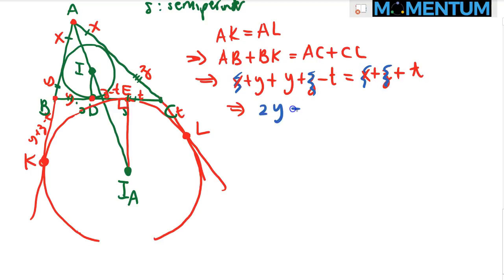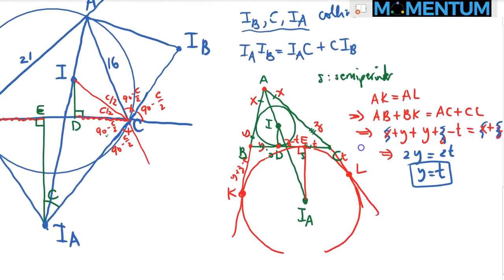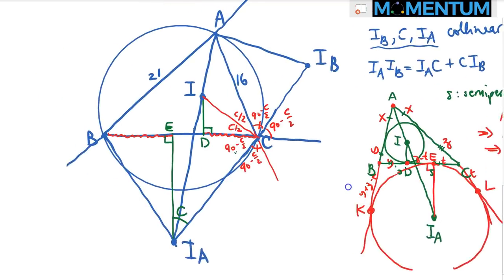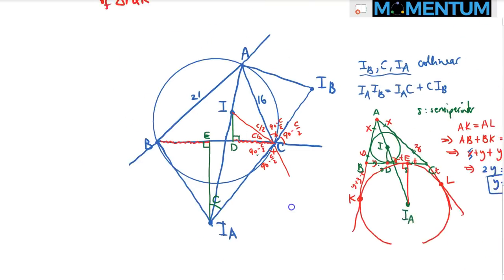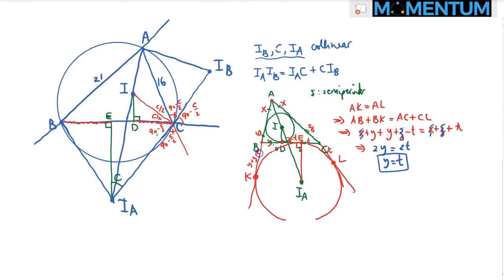I'll move that minus t to the other side, which is equal to 2t, suggesting y is equal to t. So that's pretty good. Okay, back to our picture. We have just proven that BE here is equal to CD. So CD is S minus C, BE is S minus C.